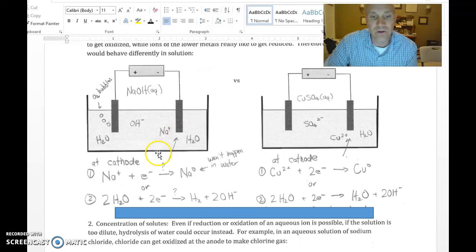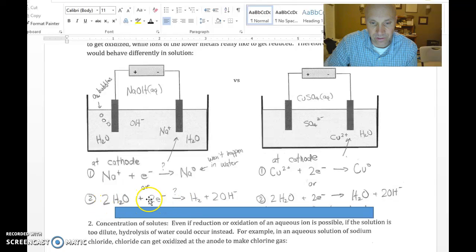And so I could draw reactions for both of these reactions occurring. This would show the reduction of a sodium ion to make sodium metal. And this right here shows the same reduction of water that we showed in the previous video. And what's going to govern whether or not this occurs is going to be the position of this ion in the activity series.